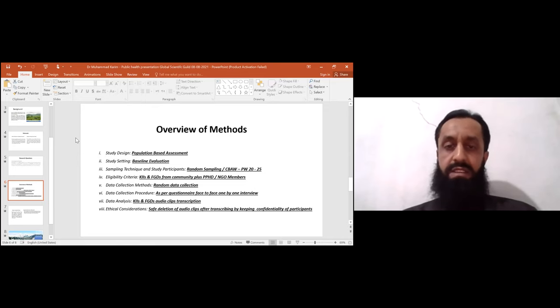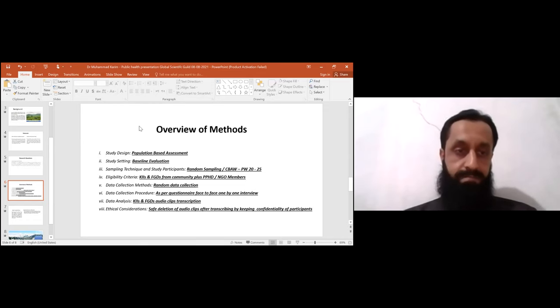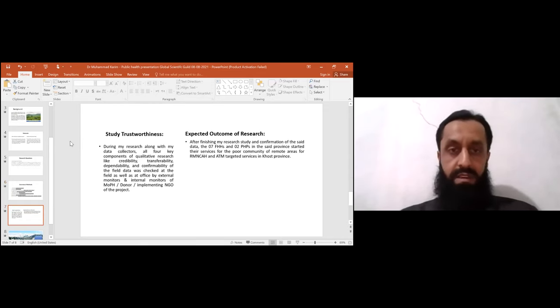For the data collection procedure, we used a questionnaire, face-to-face, one-by-one interviews. For data analysis, key informant interviews and FGDs were transcribed via audio clips, which I did myself. Ethical considerations were kept in mind by safe deletion of audio clips after transcribing, keeping the confidentiality of participants involved in our study.